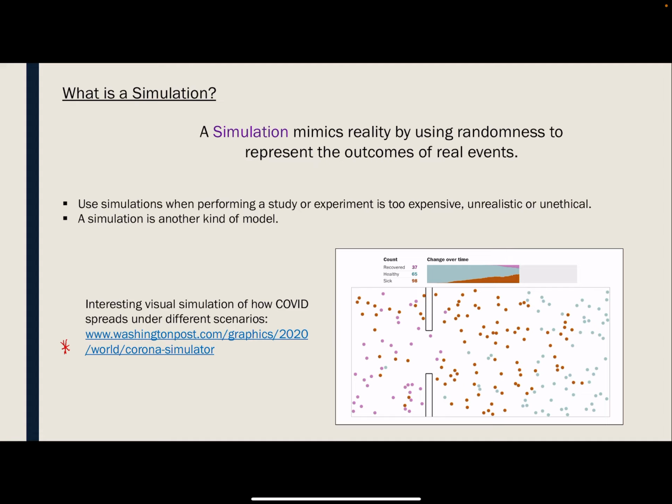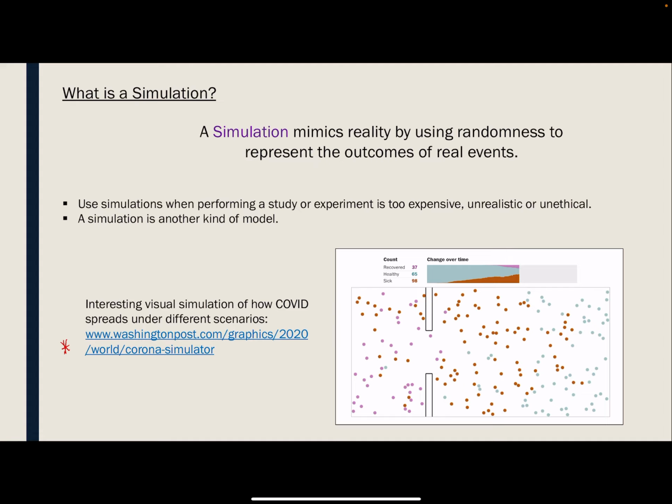So I've got the link here if you're interested, but I just want to give you a real world example. So when do we use simulations? Why do we use simulations? Right? They used simulations a lot during the pandemic because it was this brand new virus. They really didn't know what was going to happen, and they were trying to make predictions.